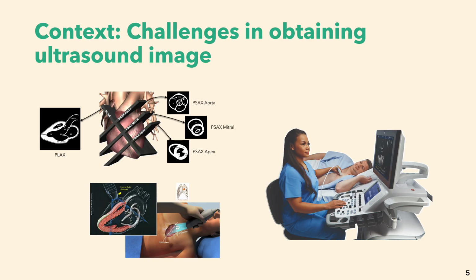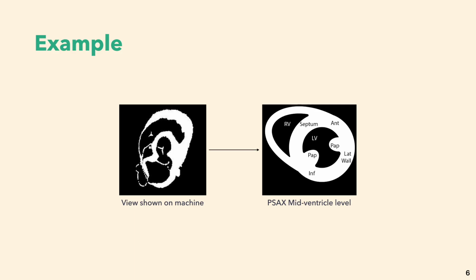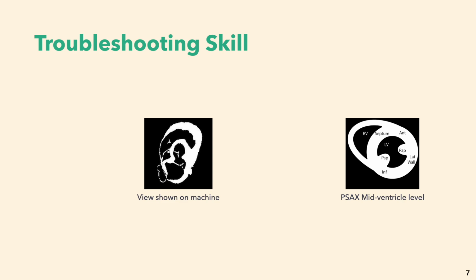Instead, sonographers must adjust the probe without looking at it, relying solely on the ultrasound images to troubleshoot and refine their positioning. For example, if the left image appears on the ultrasound machine while the target is the parasternal short-axis view on the right, the sonographer must adjust the probe to transform the current image into the correct one. The first essential skill is troubleshooting.